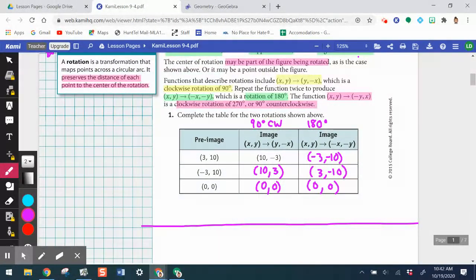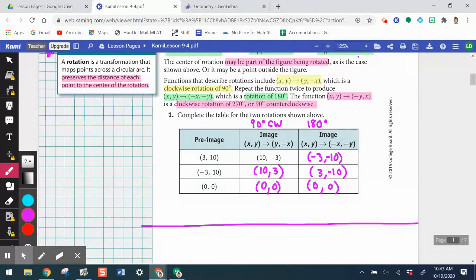So 3, 10 went to 10, -3. And -3, 10, when you swap to 10 and -3, the 3 then becomes positive, showing you that if it's already negative, you change it to positive. When we see that negative in front of x, it really means change the sign. Notice I said that earlier. We're changing the sign of x. Notice 0, 0, the center of rotation, or the origin, did not change. So that's how you perform a 90 degrees clockwise rotation: swap x and y, change the sign of x.